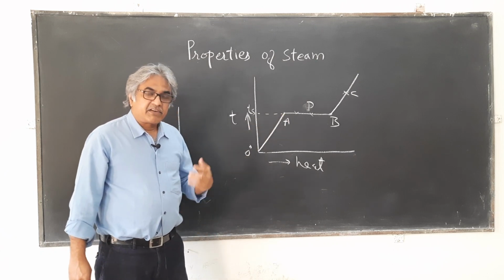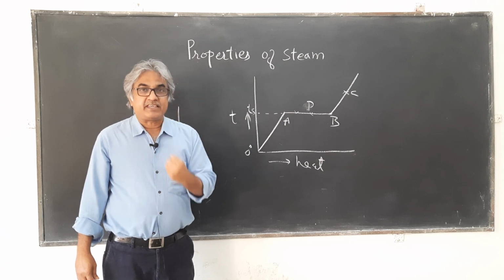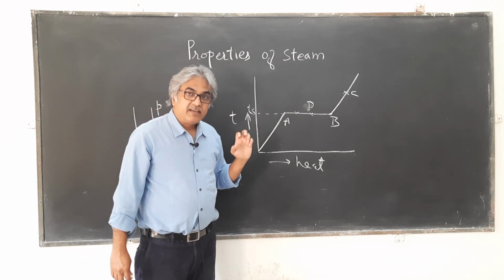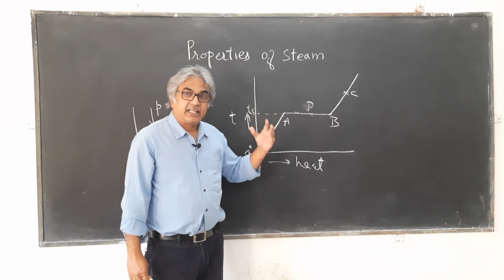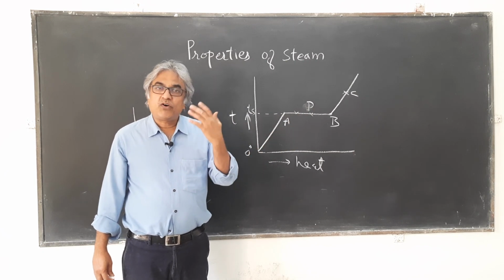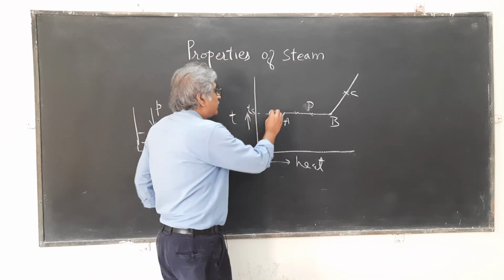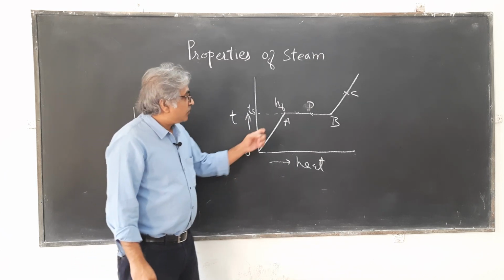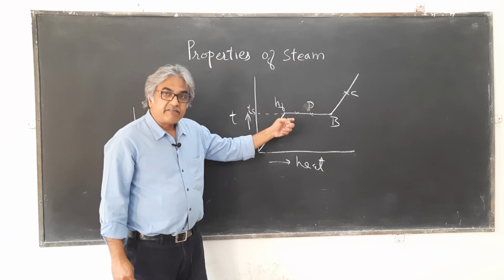At point A, the question could be, what is the enthalpy of this saturated liquid? That means enthalpy at point 1. Remember, we are considering 1 kg of water, so all these enthalpy terms are going to be specific enthalpy, that means enthalpy of 1 kg of water. And that is denoted by HF. So what is the enthalpy of saturated liquid?